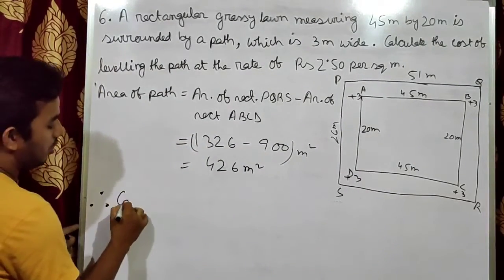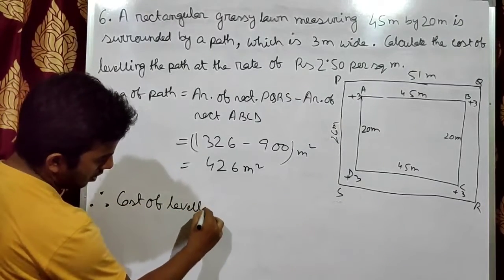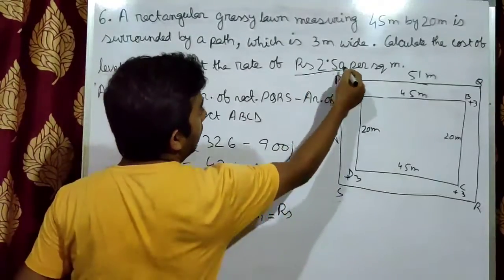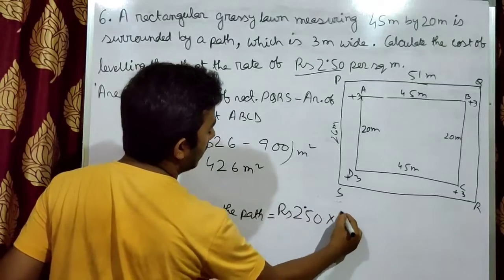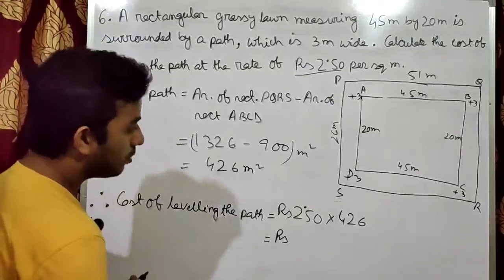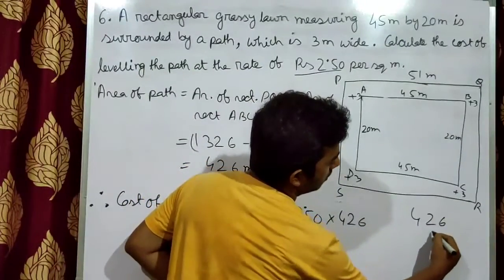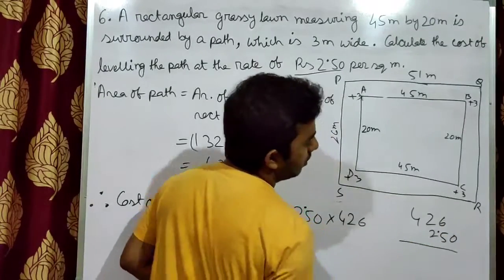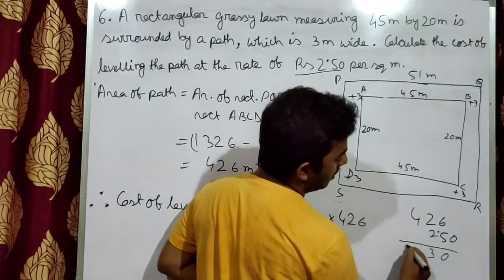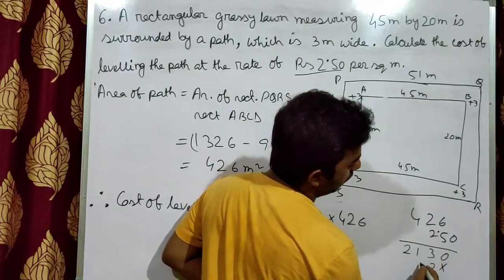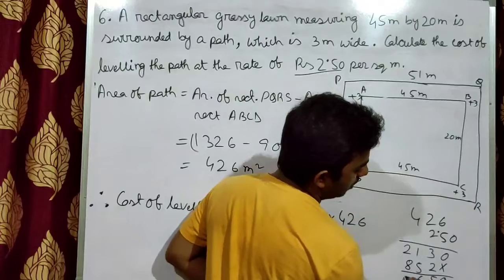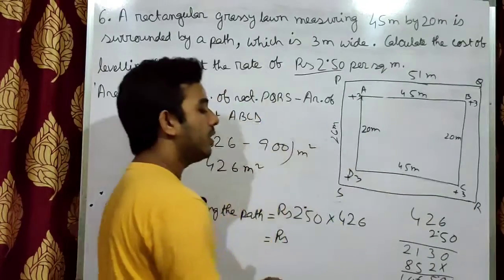Cost of leveling the path will be rupees 2.50 multiplied by 426. We have to find the result. So let us find 426 by 25, right? So 5 into 6 is 30, 5 into 2 is 10, 3 and 1 is 13, 5 into 4 is 20, 21. Then 2 into 6 is 12, 2 into 2 is 4, 5, 2 into 4 is 8. Clear? It will be 0, 5, 6, 10, 1, 0 more. So it will be 1065.